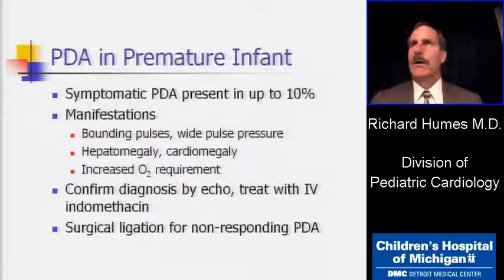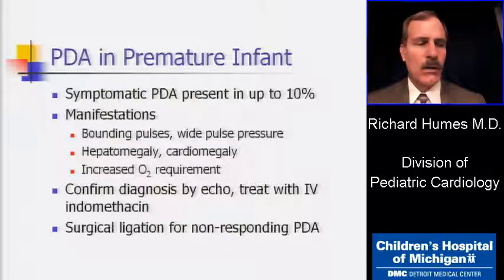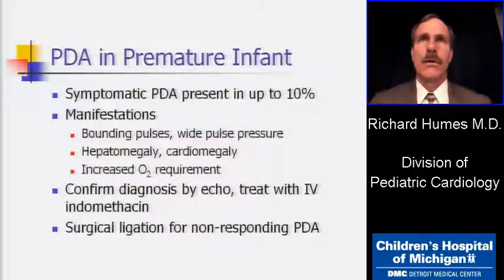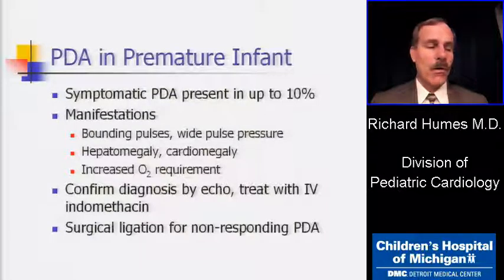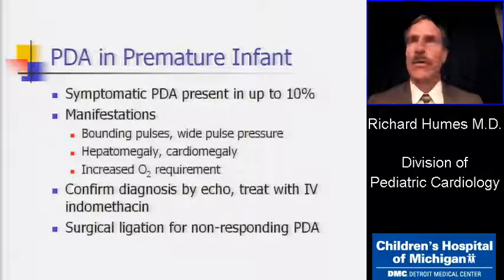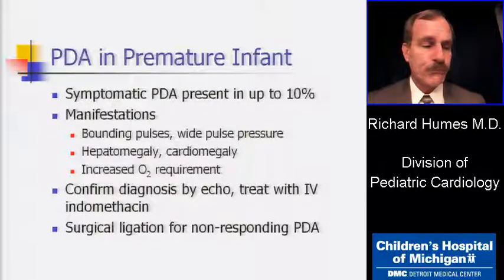Now, what about the ductus as a problem? Well, of course, we know that the premature infant is more susceptible to continued patency of the ductus arteriosus, and a symptomatic PDA may be present in up to 10% of premature infants. Its clinical manifestations are bounding pulses, wide pulse pressure, hepatomegaly, and cardiomegaly, and they may also have an increased oxygen requirement if they are a ventilated patient.